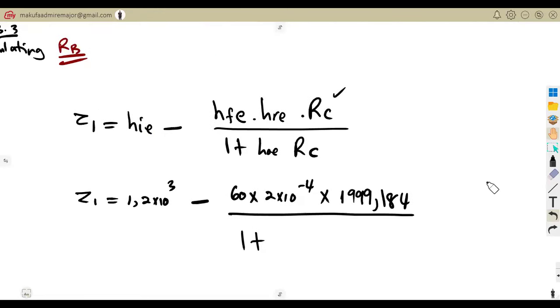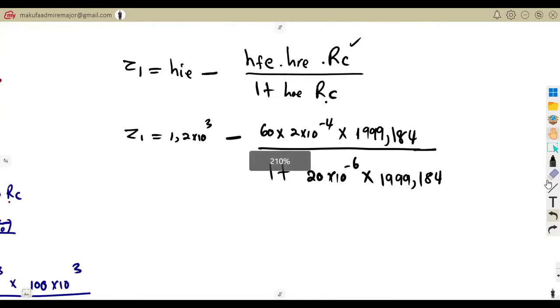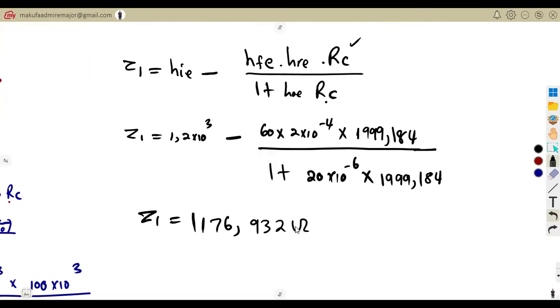So you're just going to substitute there: 20 times 10 to the exponent of negative 6 times RC. It's the same RC that you had. So it was going to give us Zi of the transistor only, and that was going to be 1,176.932 ohms. The transistor only has been calculated here.